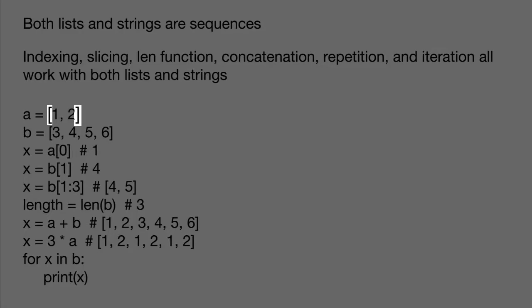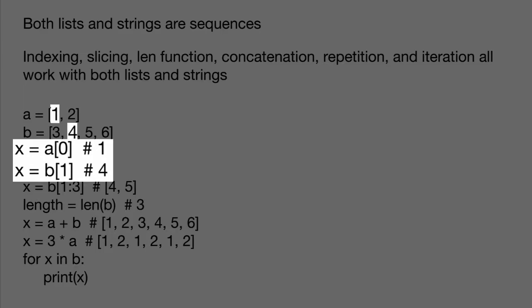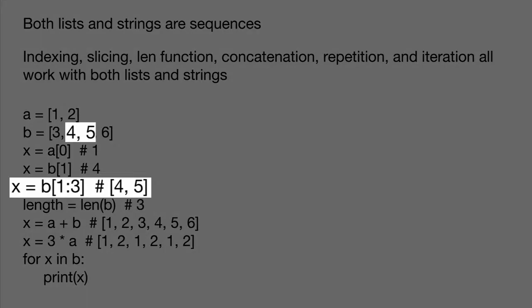Lists are denoted with square brackets, and the items are separated by commas. Here are 2 lists and an example showing that all the operations work the same way on lists as they did on strings. When you index a list, you get the element at that spot in a list. When you slice a list, you get a list.